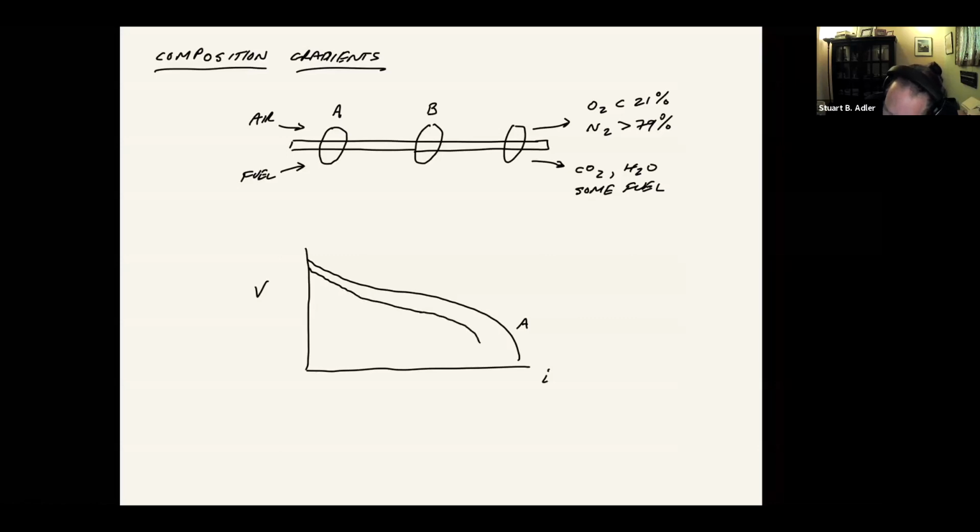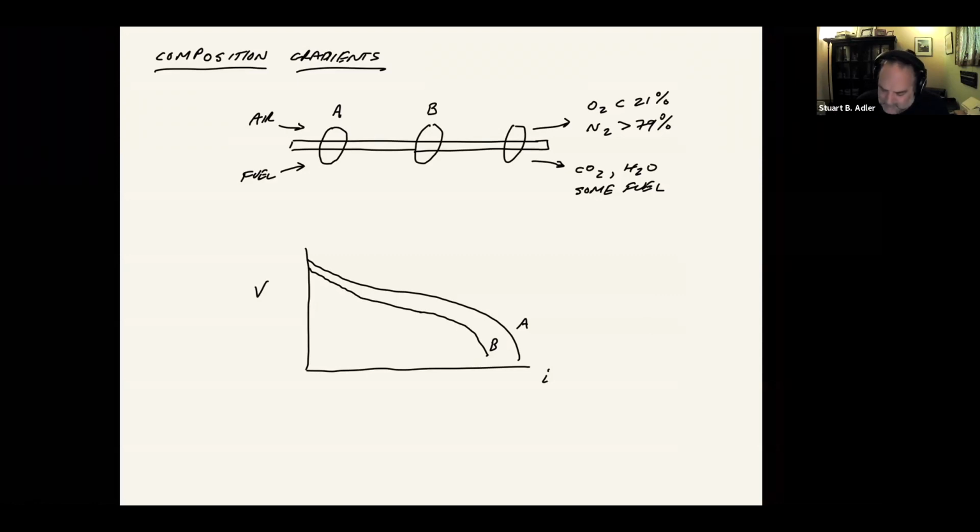Maybe the limiting current would happen at a lower value because we run out of fuel more easily on the anode side under mass transfer limited conditions. So that's B, and so we get a polarization curve B, which corresponds to conditions in the middle of the stack.